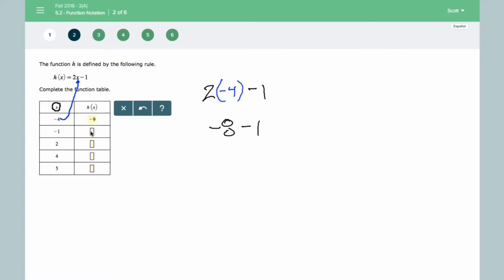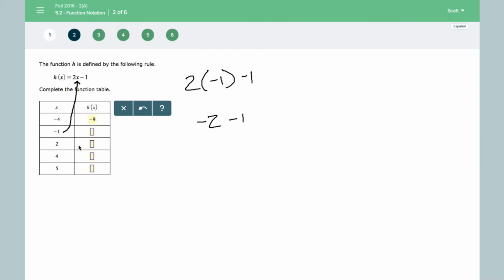Okay, now if we put a -1 in there, we have 2 times -1 minus 1. 2 times -1 is -2 minus 1. That would be -3. And if we put a 2 in there, again, we're just taking whatever x is and plugging it in for x. So we have 2 times 2 is 4. 4 minus 1 is 3.